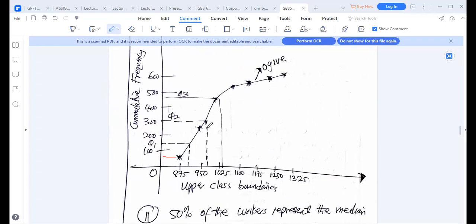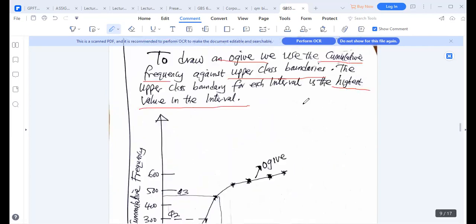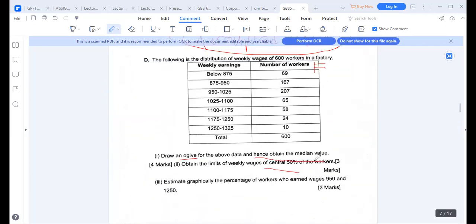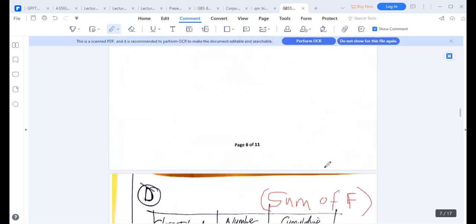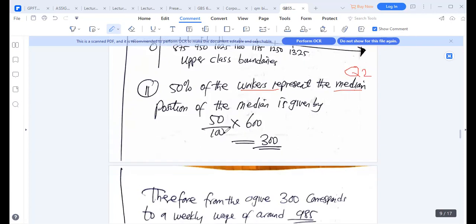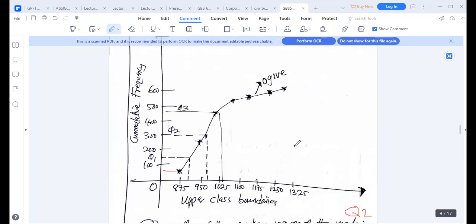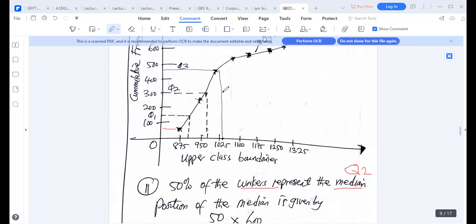So here the median value is approximately from the ogive, 50% of the workers represent the median, which is the Q2. So this is the Q2 from the question, which says we need to estimate the median value. Therefore we take 50% of 600, which from the ogive is 300 components. So 300 corresponds to the weekly wage of 985. So 985 is the median.